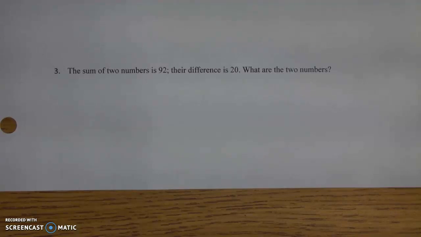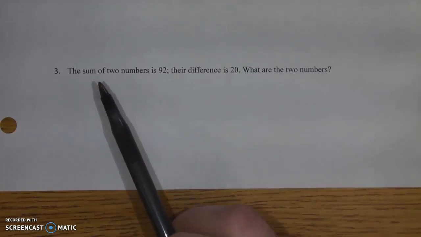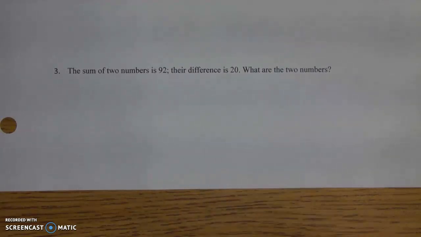Hello everyone, we're going to continue on with our systems of equations word problems, and we're going to look at a couple other examples of these, as well as one that is a different structure than the one that we've seen before. But let's start with one that just appears quite different. We have that the sum of two numbers is 92. Their difference is 20. What are the two numbers?